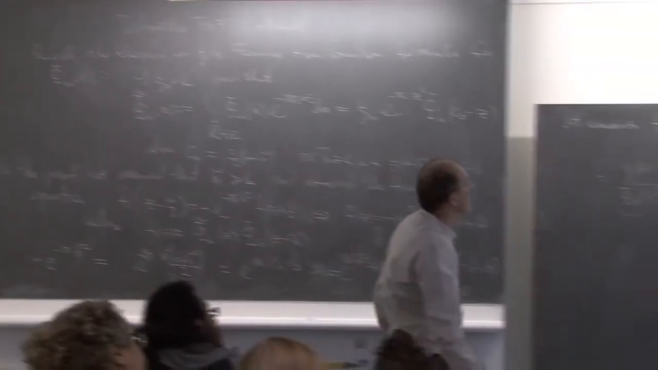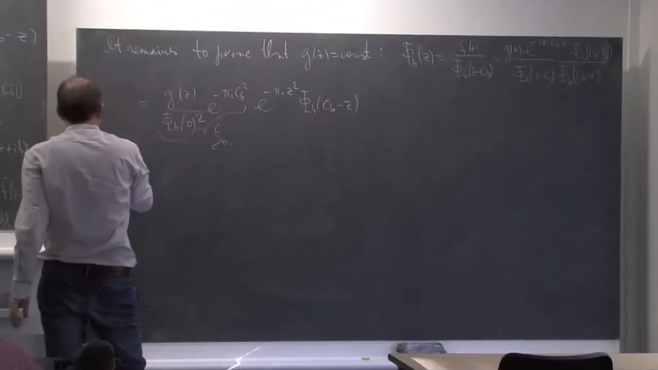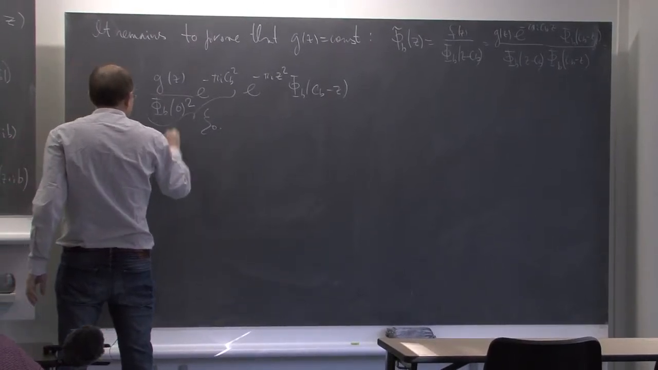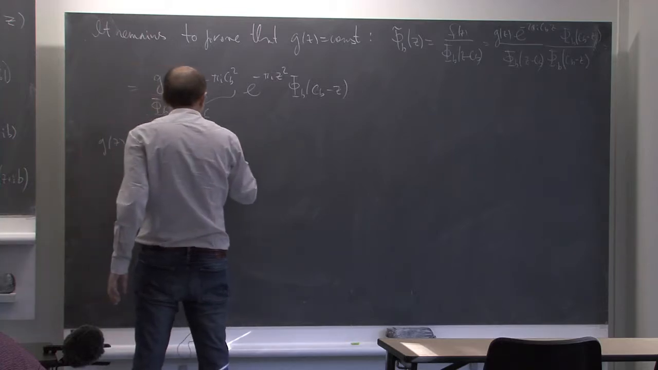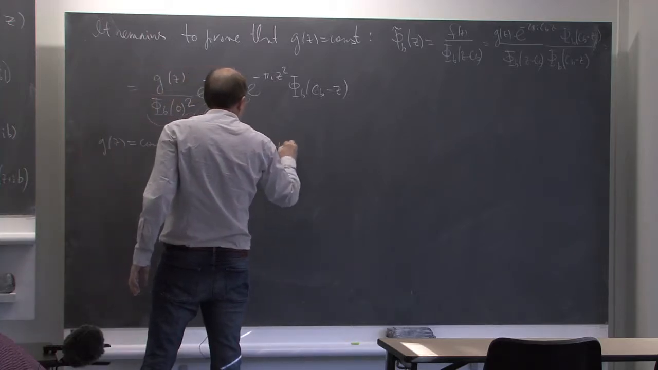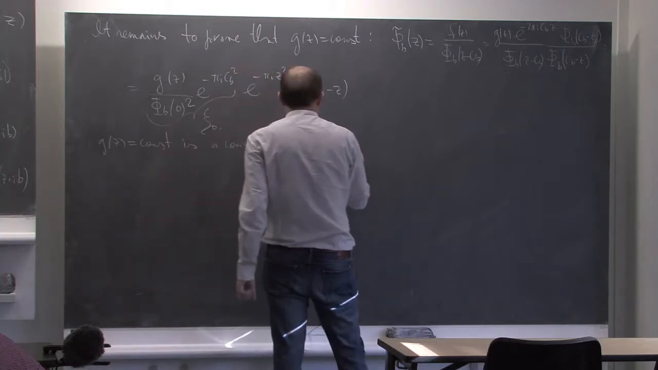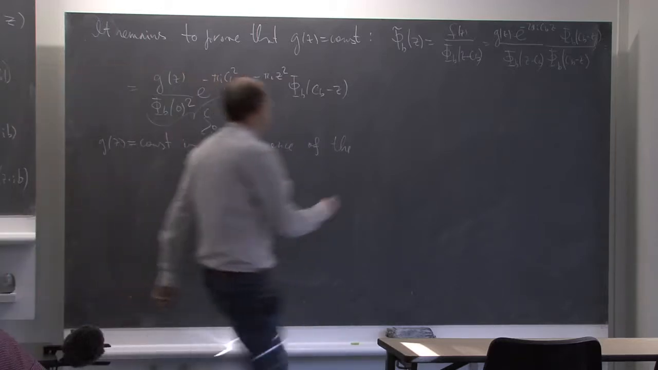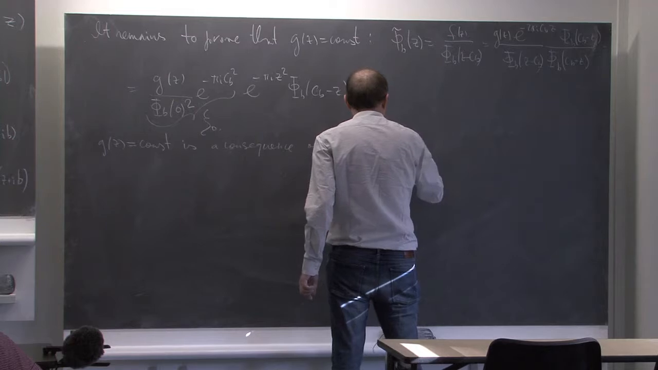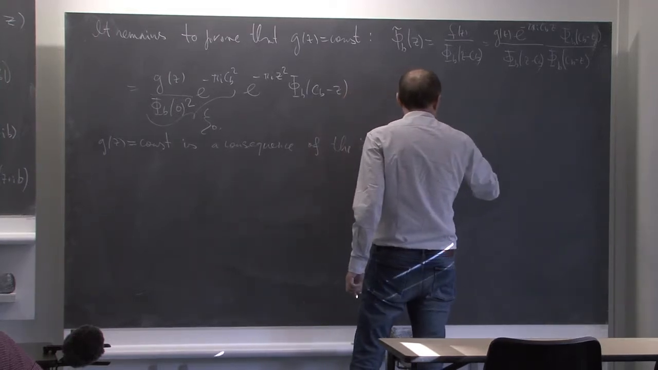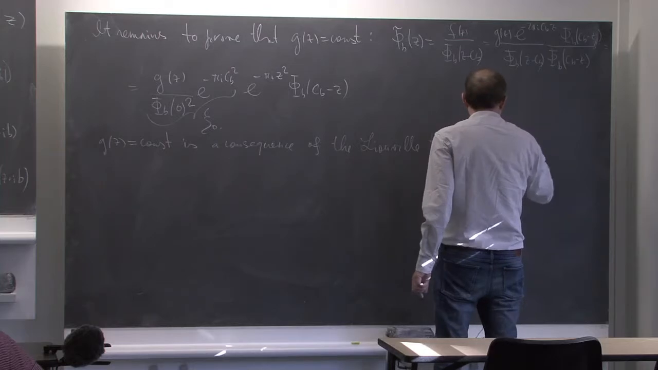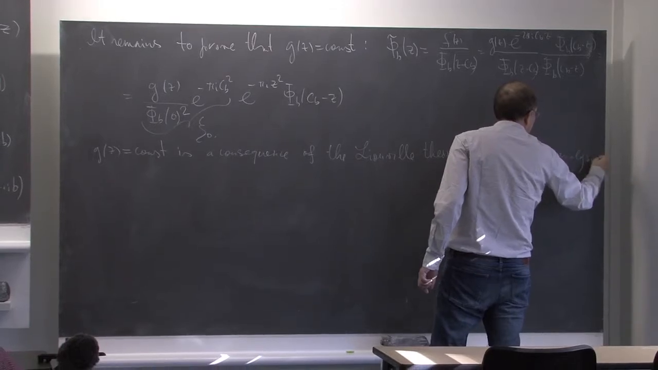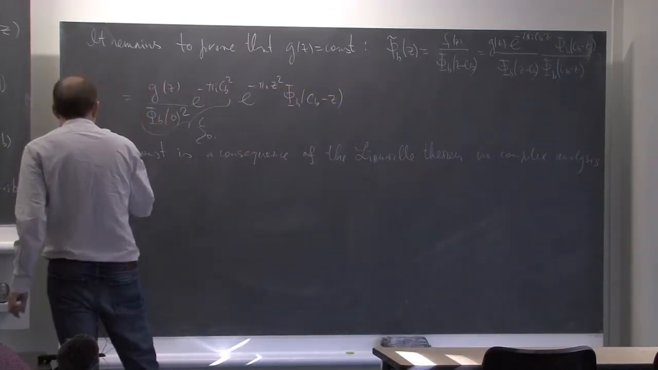And to prove that g of z is constant is a consequence of the Liouville theorem in complex analysis, and the following lemma.